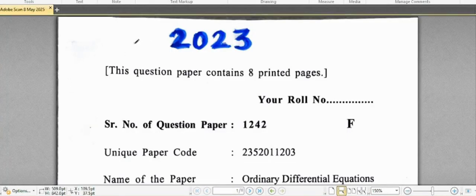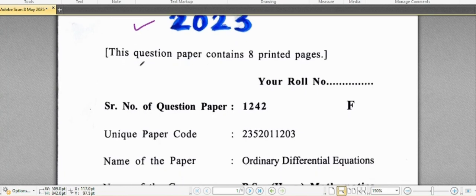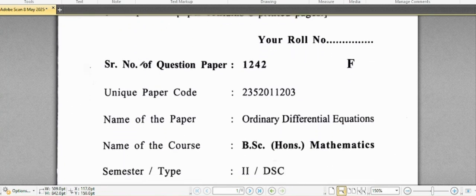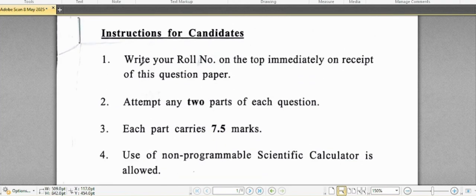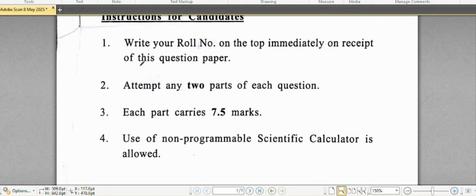Hello everyone. So in this video we are going to discuss the 2023 question paper of Delhi University for the paper Ordinary Differential Equations, BSc Honours Mathematics. This was the first time when the NEP examination was conducted under the new structure, the NEP curriculum.